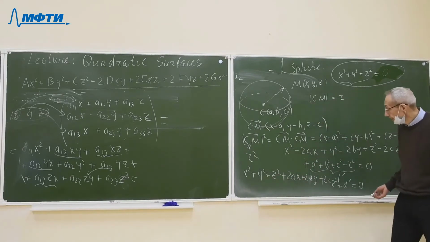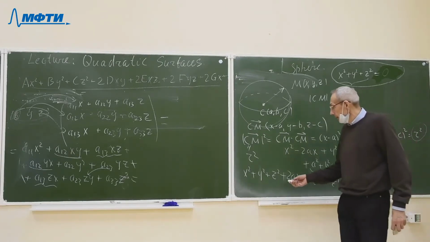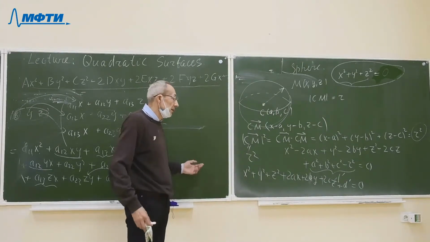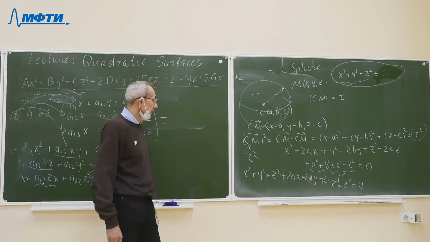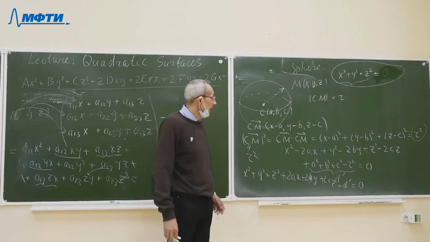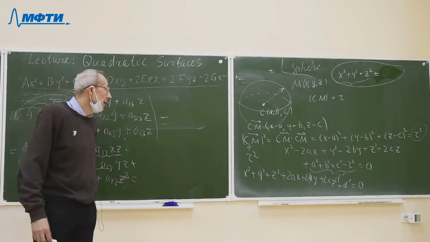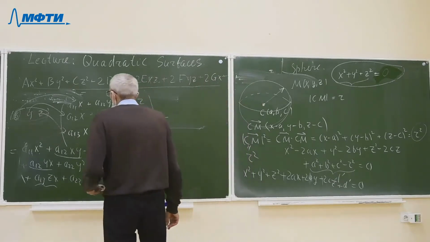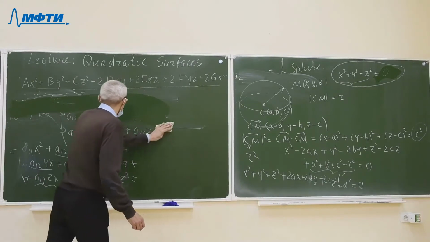This equation is the same, and in some cases it defines a sphere. In other cases, it can be a one-point set, and it can also define the empty set. And let's continue and consider another example of the surfaces of the second order. The next example.